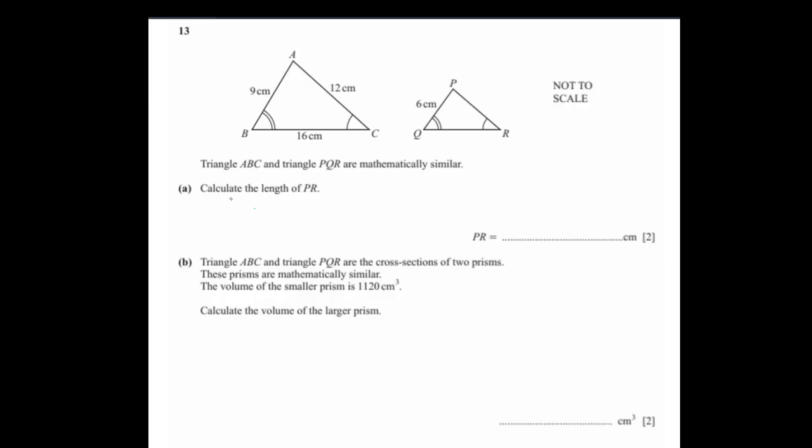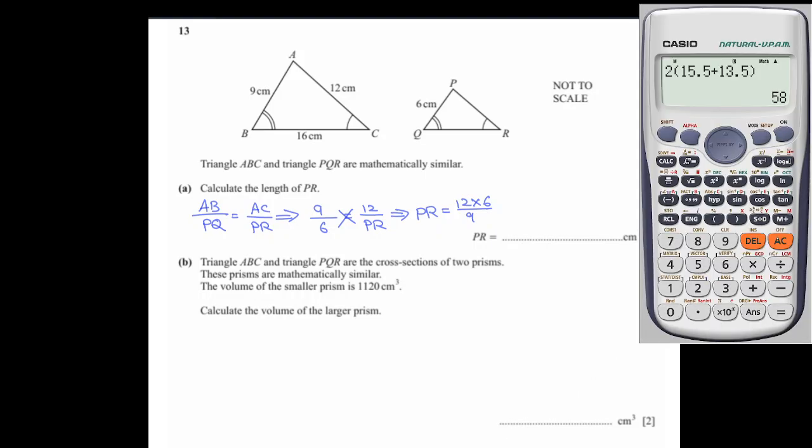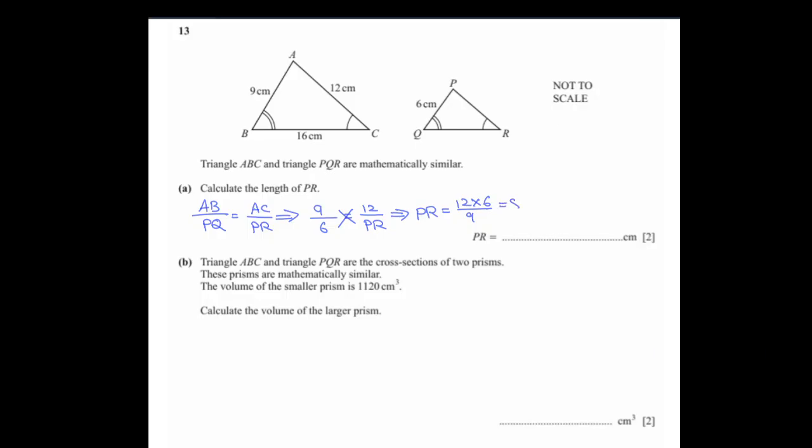So let us take the ratios of the given sides of both triangles. AB corresponds to PQ, so we take AB by PQ, which will be equal to AC by PR, which we need to find out. So we write the values: 9 by 6 is equal to 12 by PR, which we don't know. Cross multiply. Then PR will be 12 into 6 by 9, which gives 8 centimeters, the value of PR.